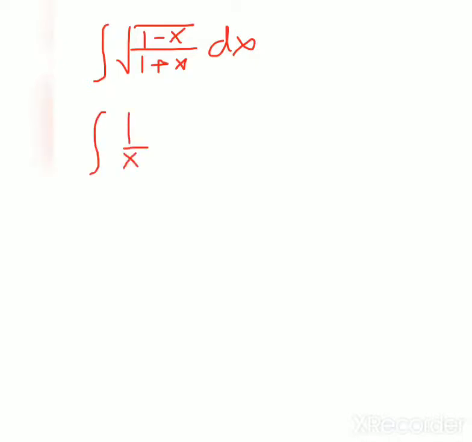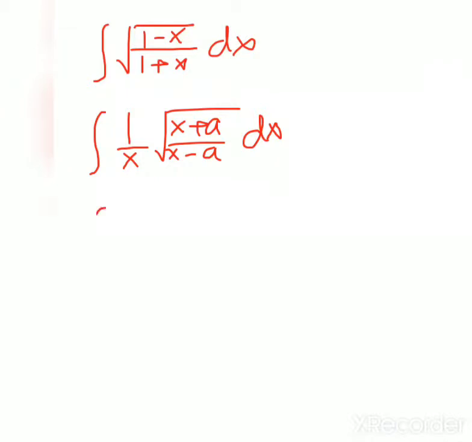Now, some questions for you. One is integral under root (1 minus x) upon (1 plus x) dx. This question, first of all, we need to rationalize, then we need to solve. Another question is integral 1 upon x under root (x plus a) upon (x minus a) dx. This also we need to rationalize, then solve.